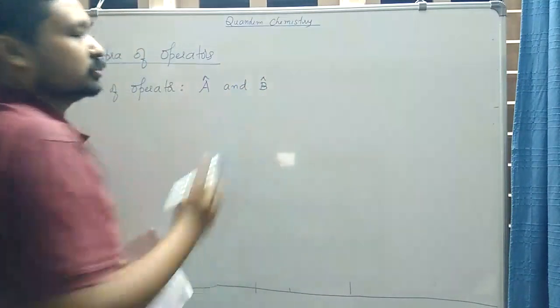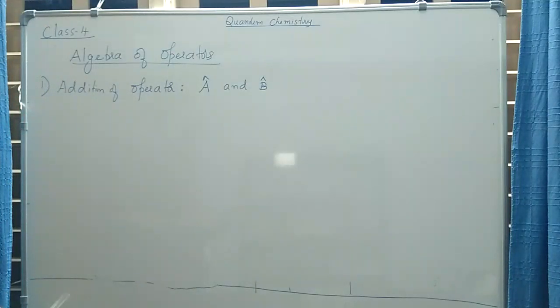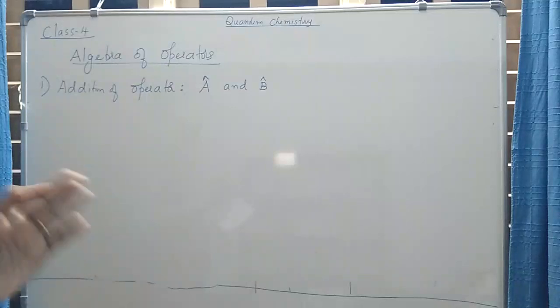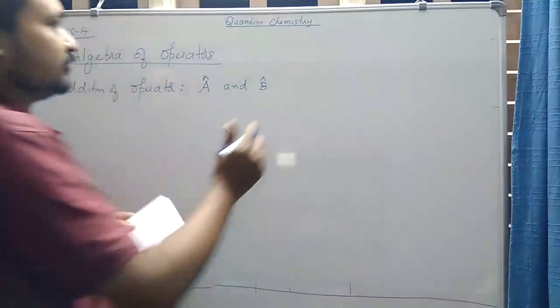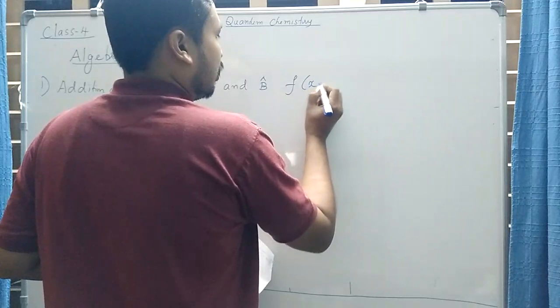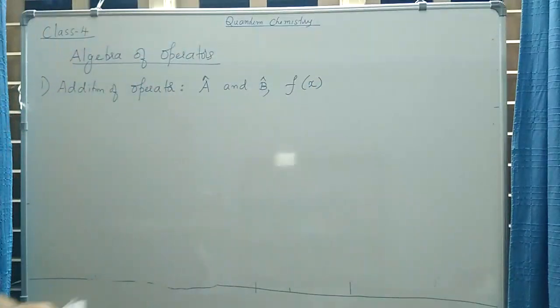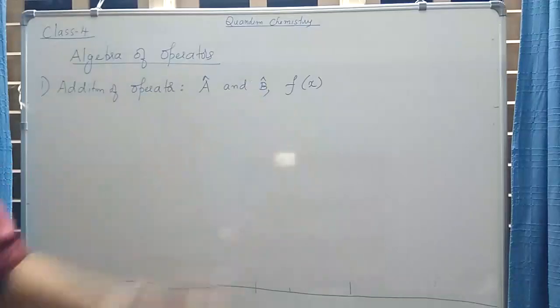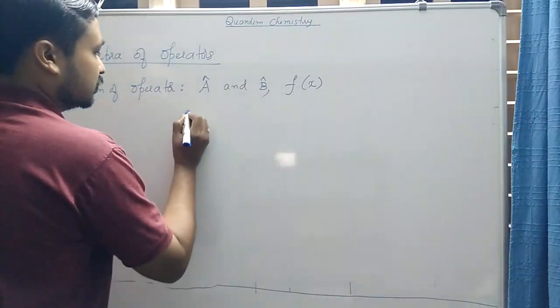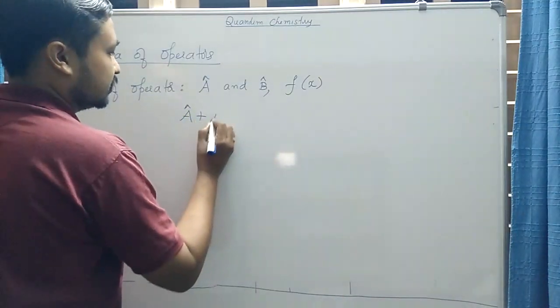I will represent them by a different symbol, operator A cap and operator B cap. Okay, I will remove that cap. I will only say operator A and operator B. And if I have an operand f of x, a single function, on which you can apply either operator A or operator B. Now suppose I add the two operators and then apply it on the operand, that is A plus B.